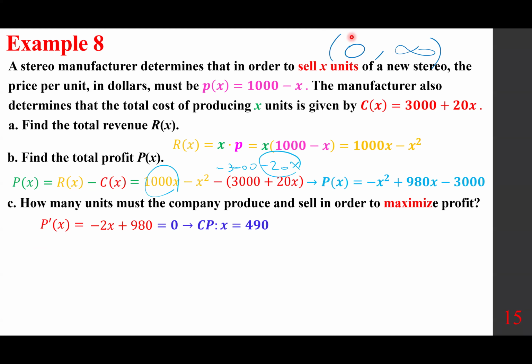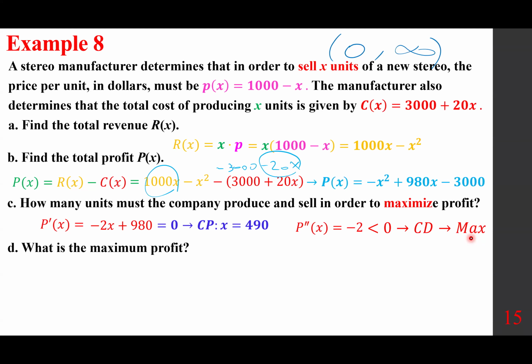With that being the case, P double prime is negative 2. We are interested in the sign. Negative means concave down. Maximum occurs at x equals 490 based on this. What is the maximum profit? Well, here's the profit function, everybody. Plug in 490: minus 490 squared plus 980 times 490 minus 3000. Put it into a calculator, and the answer is $237,100.